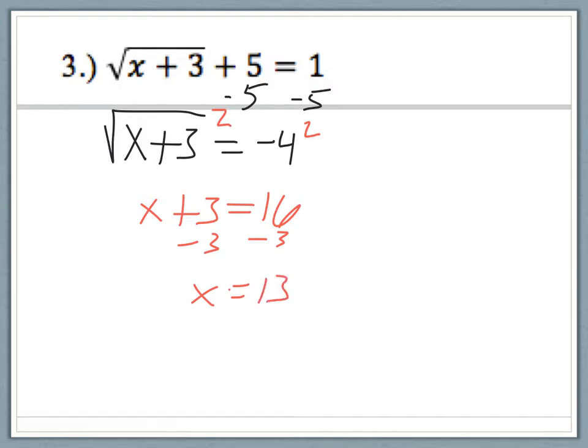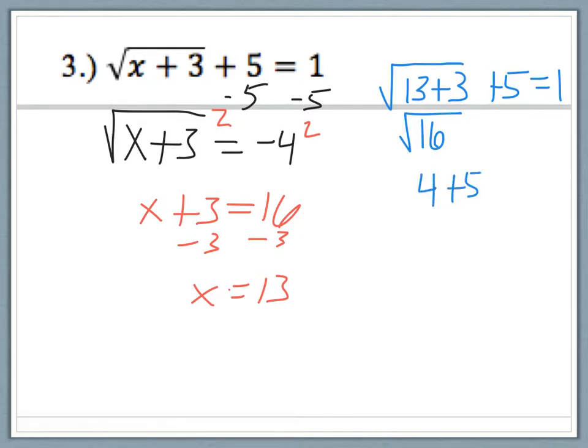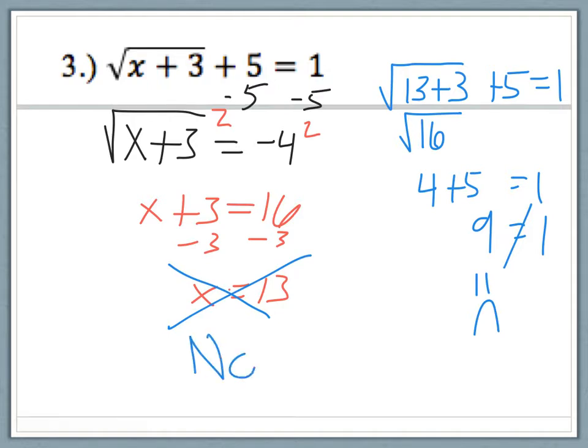Now we're going to plug it in to make sure that it is not an extraneous solution. So we have the square root of 13 plus 3, plus 5, and we're going to see if this equals 1. So 13 plus 3 is 16, square root of 16 is going to be 4, so 4 plus 5 equals 1? Well, no, that's 9, and we know 9 does not equal 1, so this does not work out. So this is actually an extraneous solution. Since we don't have a solution, we're going to put no solution.